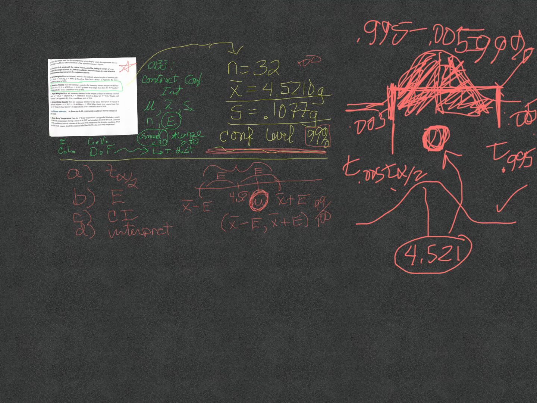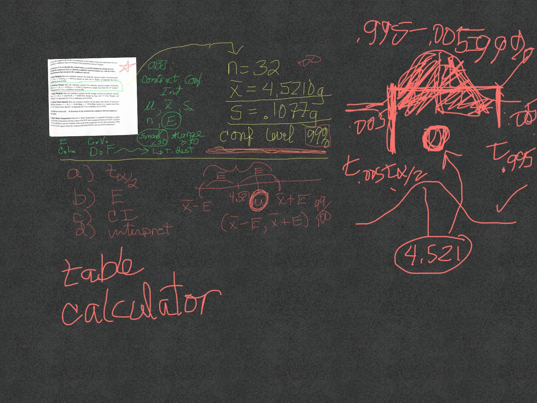Okay? And so that's where the t sub alpha over 2 comes from. And so we want to find that value. The easiest way to find that value is to use a table, but you can also use a calculator. I'm going to try and show you both. Okay?